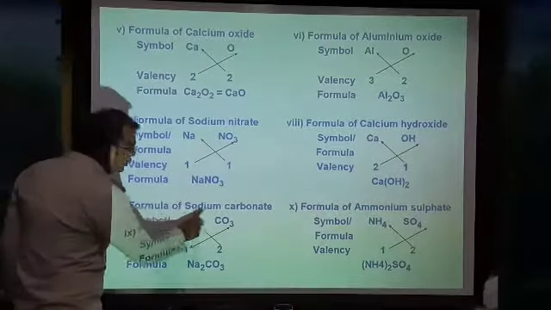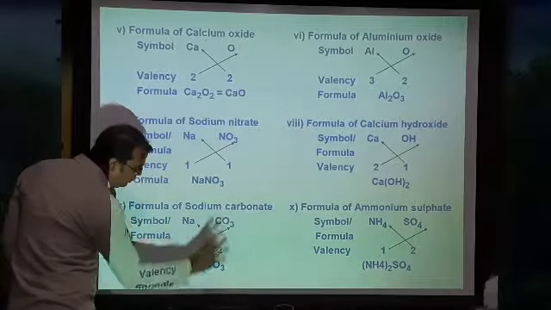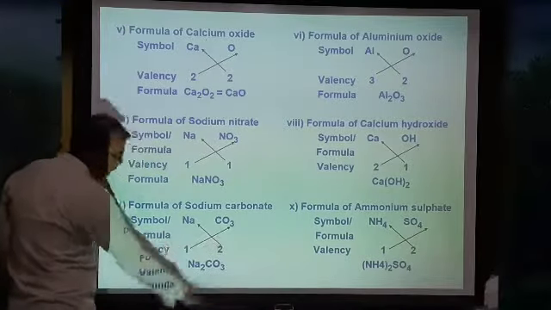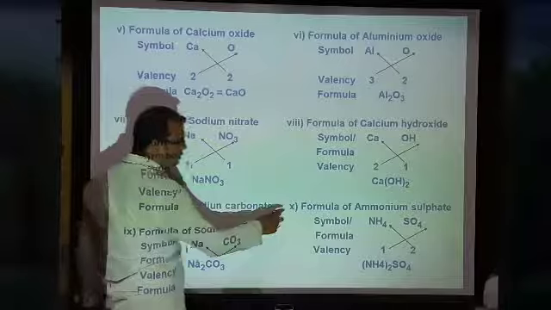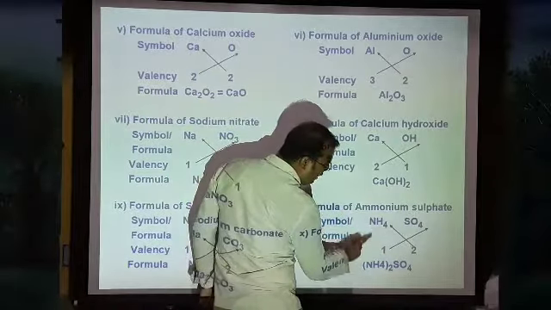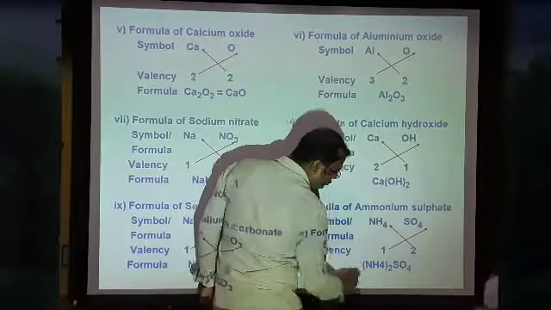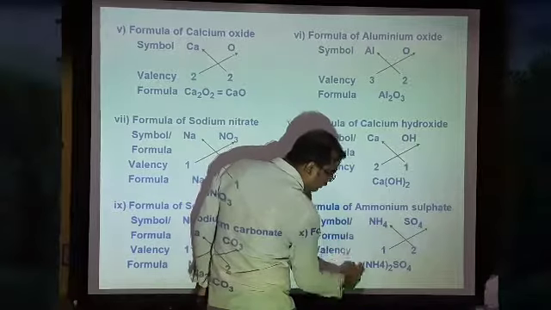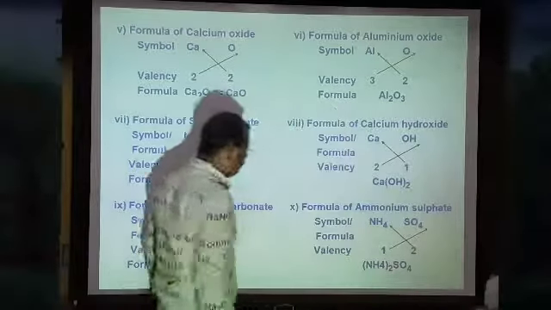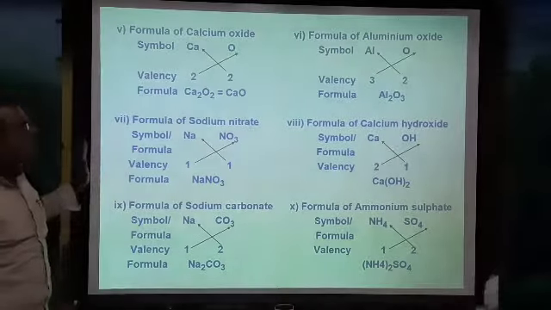Here we see sodium carbonate. Sodium valency is 1. Carbonate valency is 2. This is also polyatomic. So here, Na2CO3. Now the formula of ammonium sulfate. Ammonium is 1. Sulfate is 2. Then (NH4)2, because it is polyatomic, so we should write a bracket. SO4 once. So (NH4)2SO4. In this way, we will write a chemical formula for different compounds.